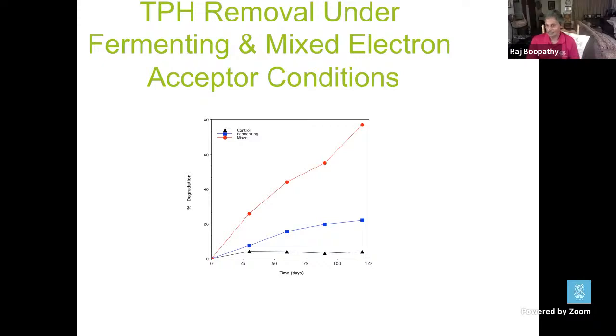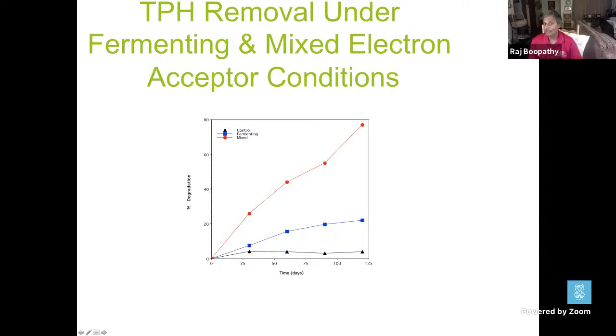I said oxygen first, then nitrogen reducers, then iron reducing bacteria. But in this case, when we put all of them in as electron acceptors, that condition removed oil better. And then you can see this blue line. The blue line is the fermenting condition. That means no electron acceptor.